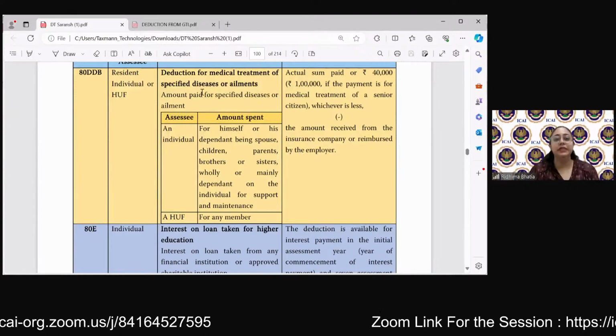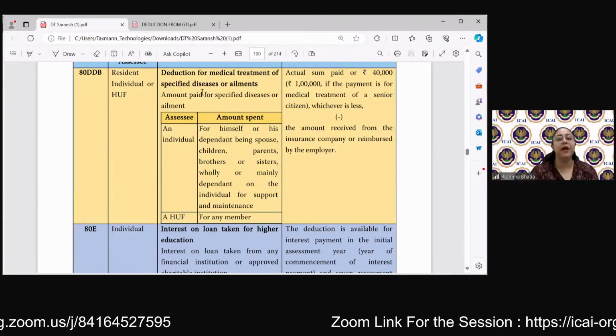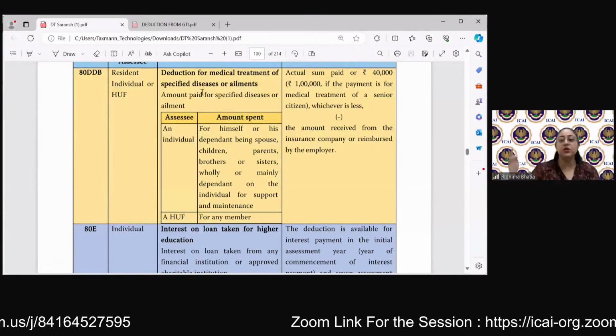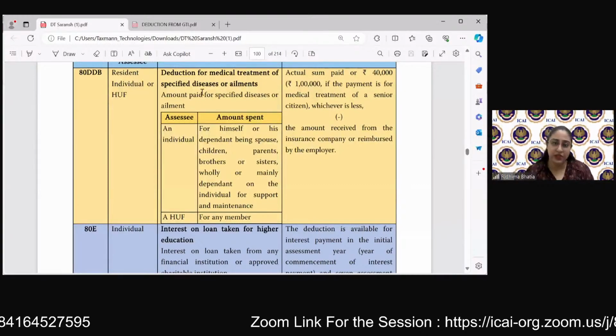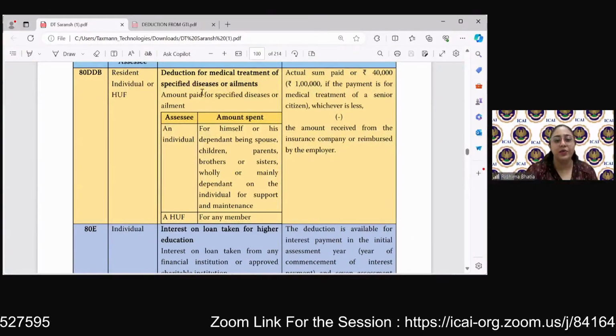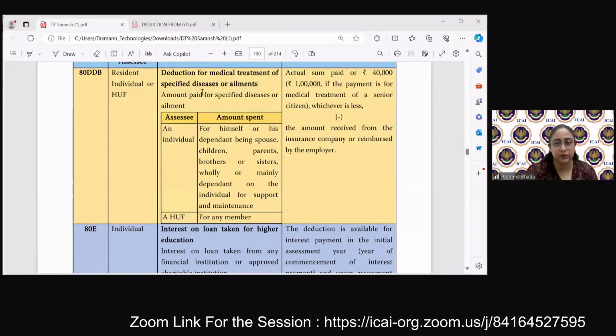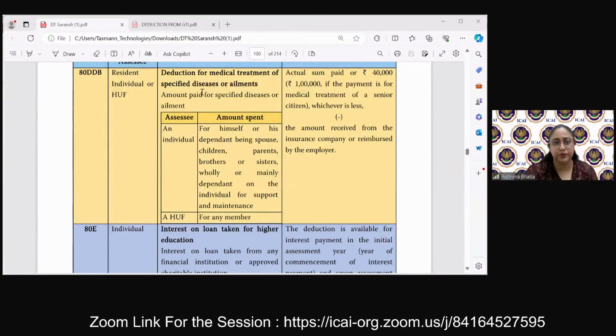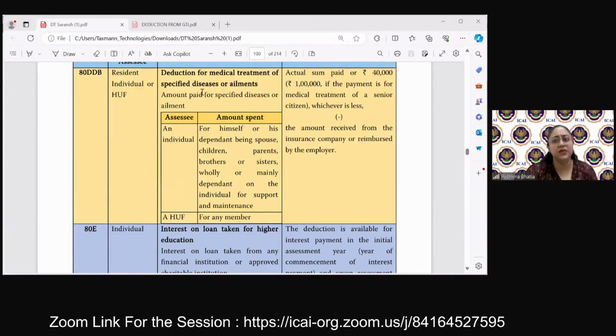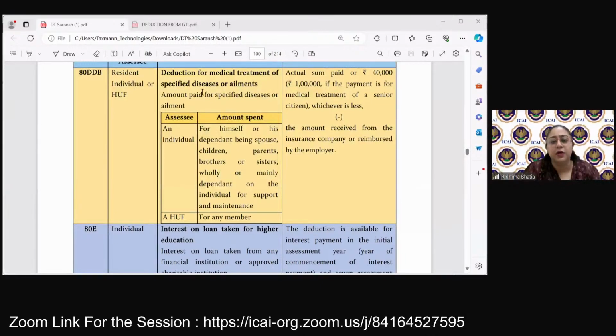Actual treatment or 40,000, whichever is lower. But if the treatment is done for a senior citizen, the comparison comes as actual treatment expenditure or 1 lakh, whichever is lower. Very less, I've seen a question coming from 80DDB.